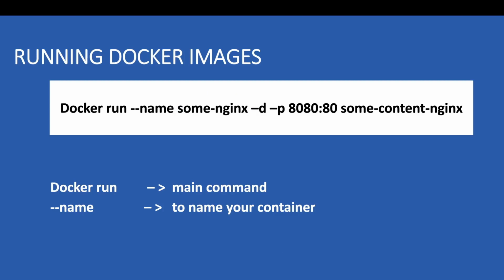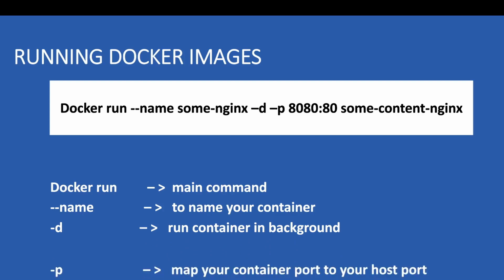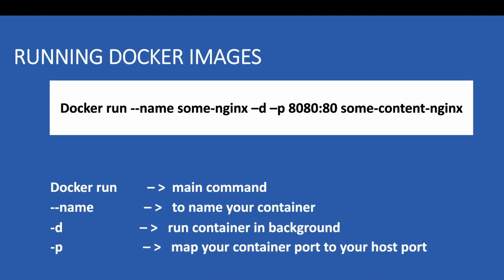The -d option makes your container run in the background. The -p option is used to map your container port to your host port. The first port is that of your host system, while the second is that of your container. And the last part, nginx, is the image name. I encourage you to pause this video and run the command without each tag and see what happens.